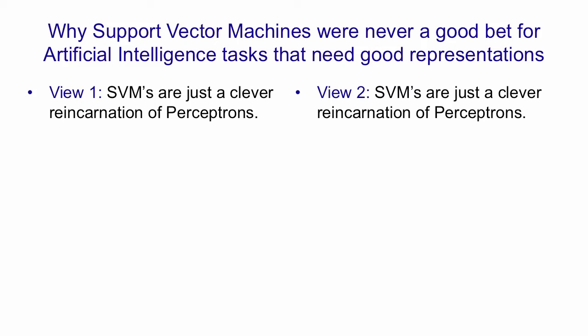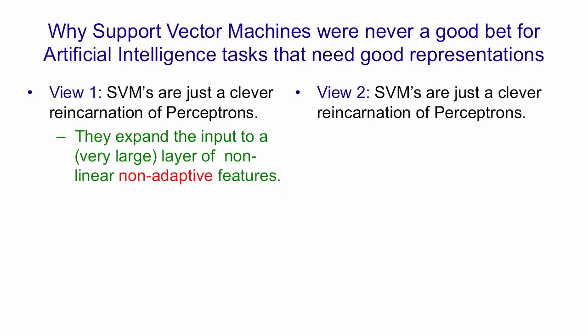I now want to talk very briefly about support vector machines. I'm not going to explain how they work, but I am going to say what I think their limitations are. There are several ways in which you can view a support vector machine, and I'm going to give you two different views of them. According to the first view, support vector machines are just a reincarnation of perceptrons with a clever trick called the kernel trick.